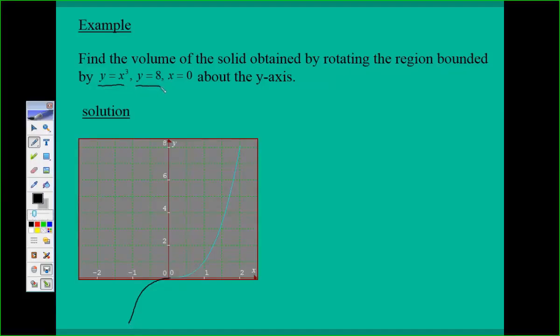Let's graph y equals 8. That's a horizontal line. So there's y equals 8. Then we have x equals 0. So that's a vertical line at 0. So we can see the area that's enclosed by those three boundaries. That area that's enclosed is right here. That's the area that we're talking about. Now we're going to rotate this area around the y-axis.